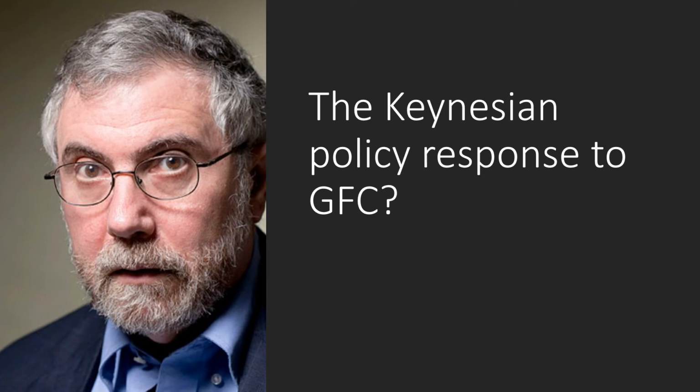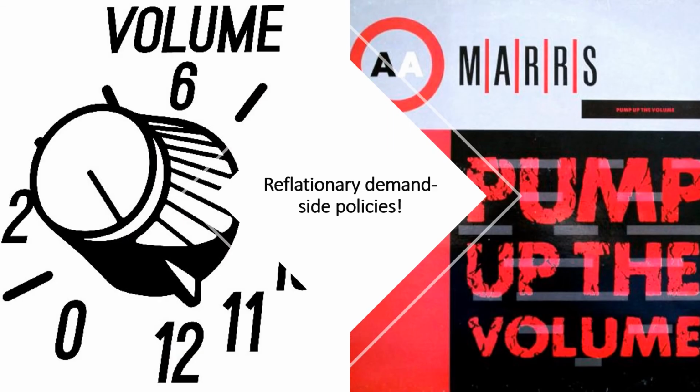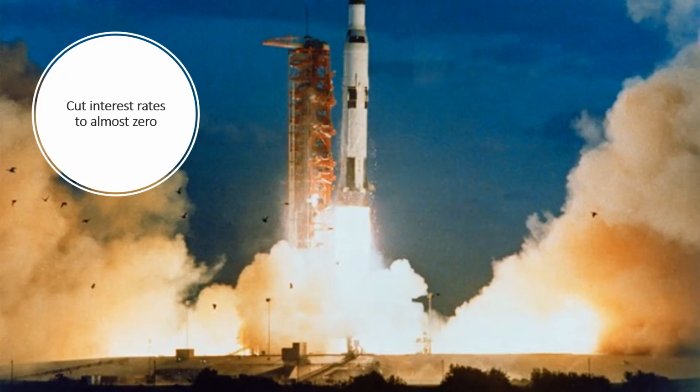So what was the Keynesian policy response to the global financial crisis? Well, as you can imagine, Keynesians believe that the level of aggregate demand determines the level of output and employment. So they went for reflationary demand side policies, the same sort of thing that Keynes had recommended back in the 1930s. So central banks cut interest rates to practically zero.